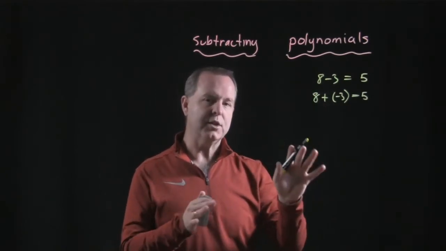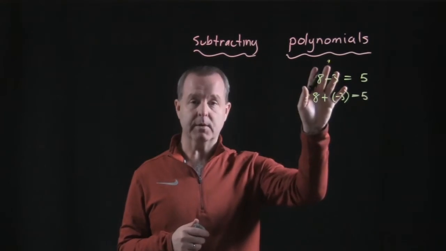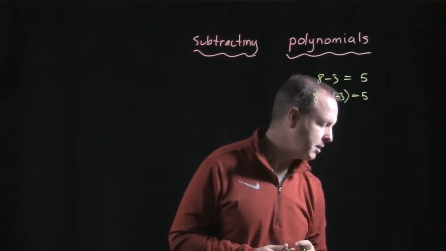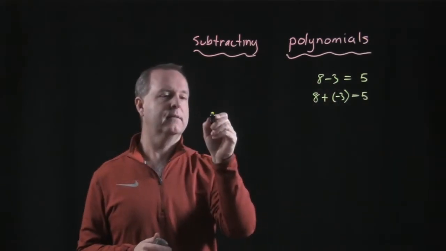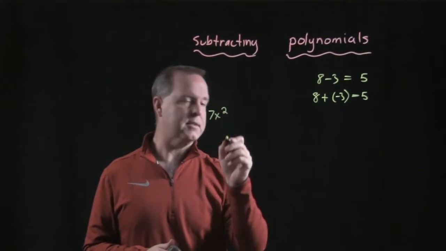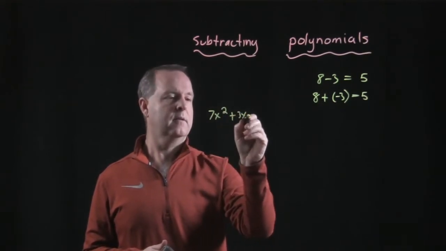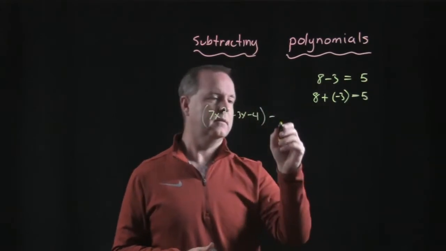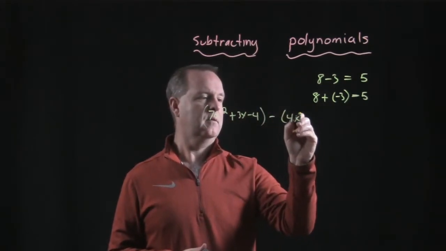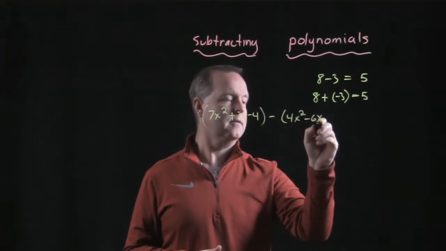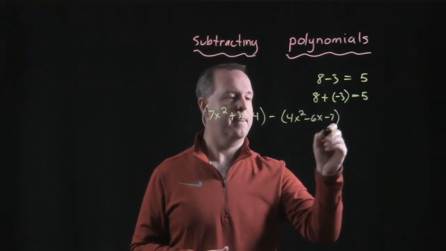Well, one reason why that's useful is when we're looking at polynomials now. Having this type of idea can be very helpful. So let's imagine we're going to subtract 7x squared plus 3x minus 4, take away 4x squared minus 6x minus 7.